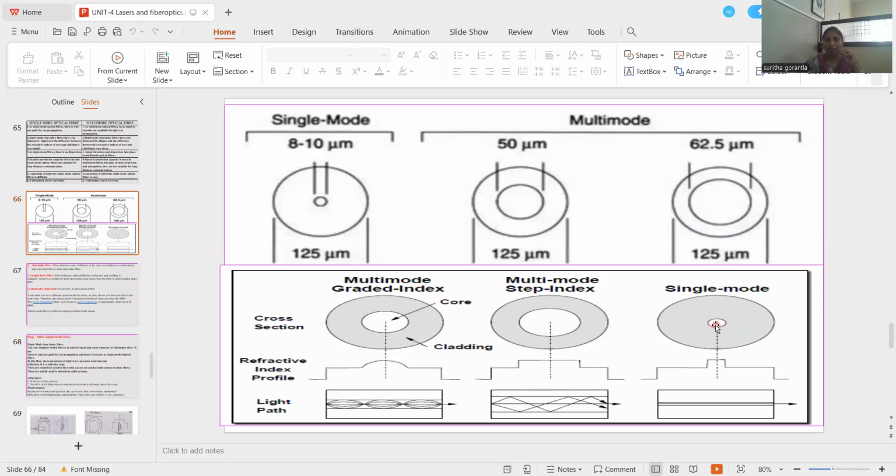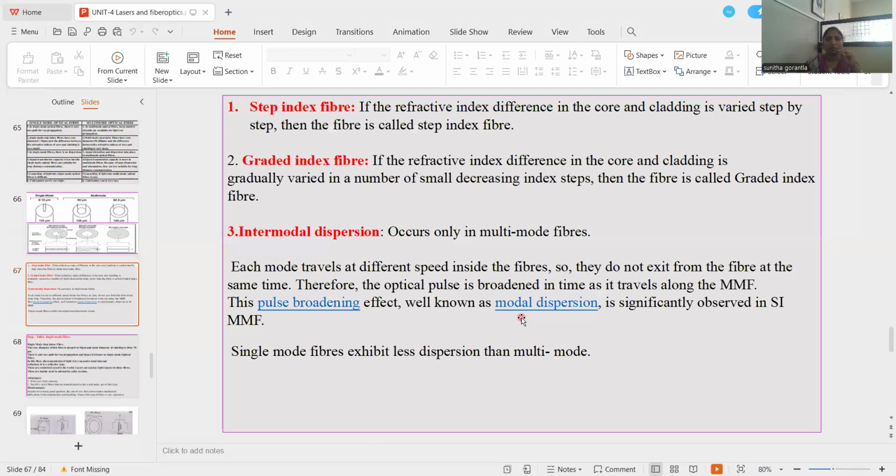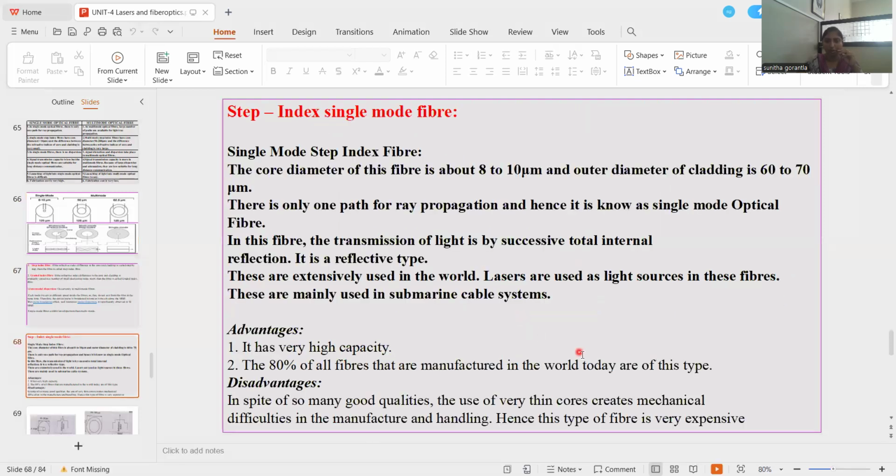The core diameter is very small, that is 8 to 10 micrometer. And because of this less core diameter, the single mode of propagation is possible. The ray propagation is almost axial propagation. And these are used in submarine cable systems. Now see what are the advantages of single mode step index optical fibers.